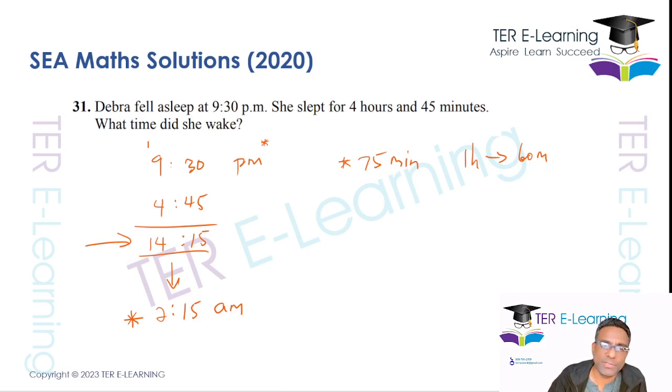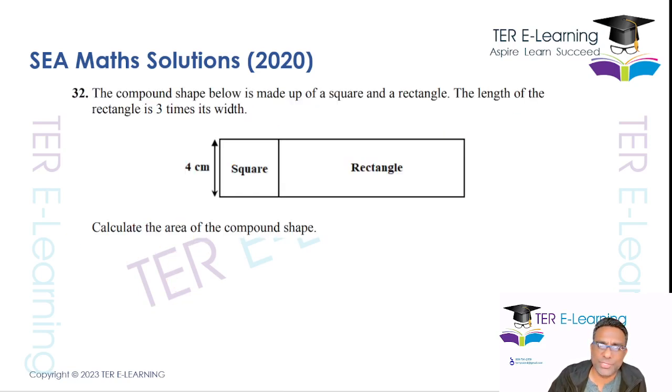So that's 31. Question 32, all right? The compound shape below is made up of a square and a rectangle. The length of the rectangle is 3 times the width. So here is going to be 4. Here's 4 cm, right? The length of the rectangle, so that's from here to here, it's 3 times, so that's 12 cm, right? Calculate the area of the compound shape.